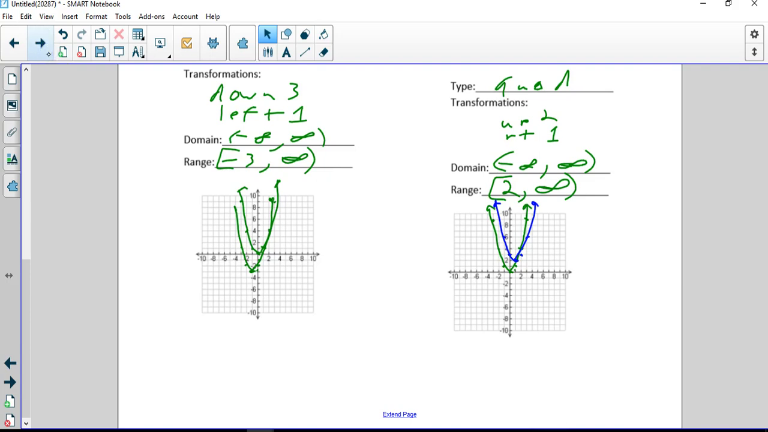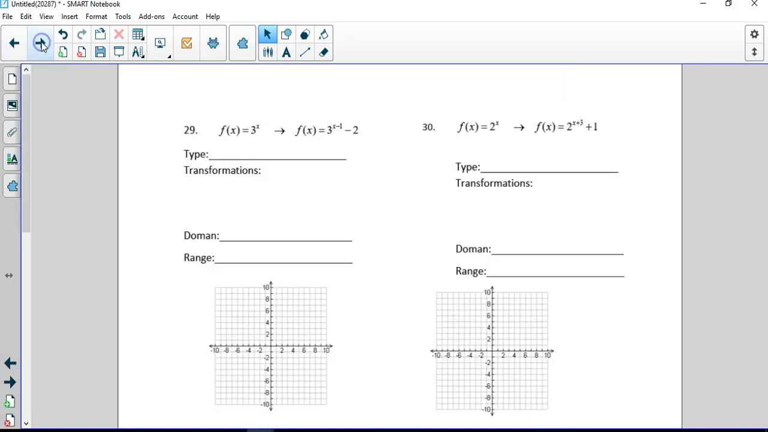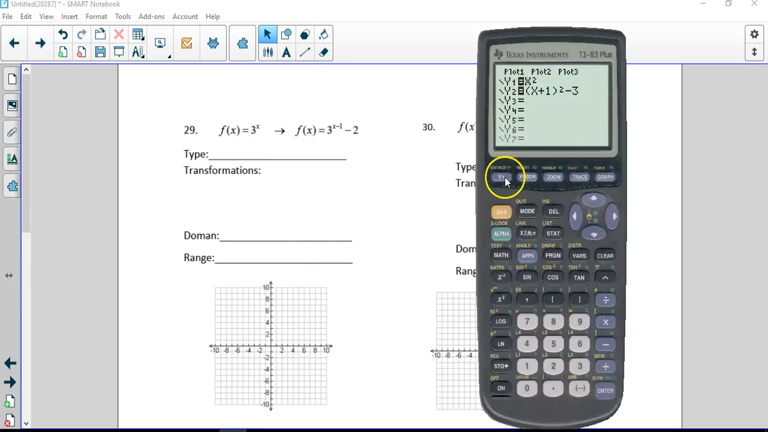Okay, so I'm going to turn the page. So go to my calculator, clear out, go back up. I put in 3 caret x. I'm going to go down here and do 3 caret. Now in this one I have to put in parentheses x minus 1.